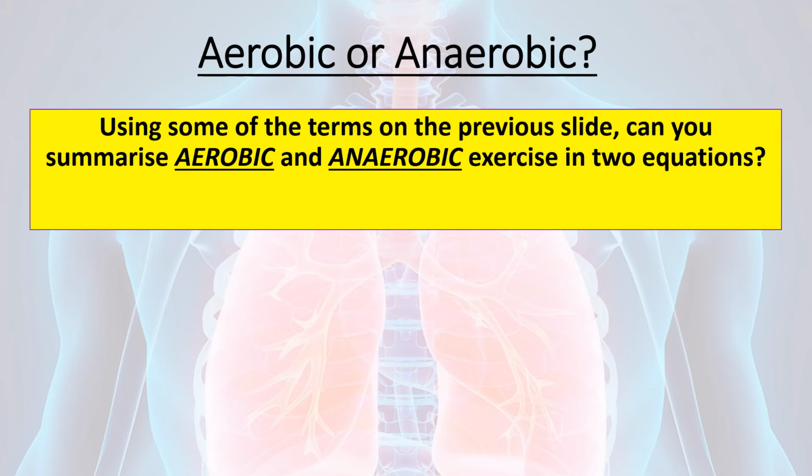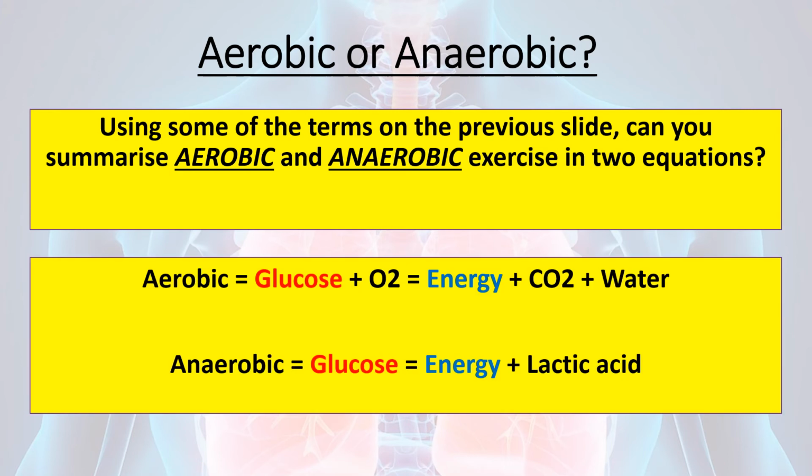Now we know the different parts of aerobic and anaerobic respiration, it's important that you can summarize this information into two simple equations. Aerobic respiration is glucose plus oxygen equals energy plus carbon dioxide plus water. Anaerobic respiration is glucose equals energy plus lactic acid.